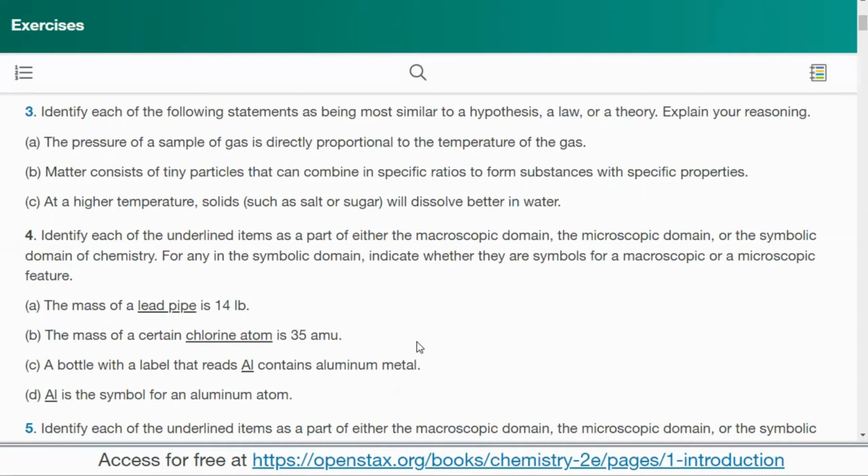So let me check the answer key. B, it says B is a theory, a widely accepted explanation of the behavior of matter. It is not a hypothesis. It is a widely accepted explanation of the behavior of matter. So I got that one wrong. I knew I wouldn't do well on these kind of big overarching questions.